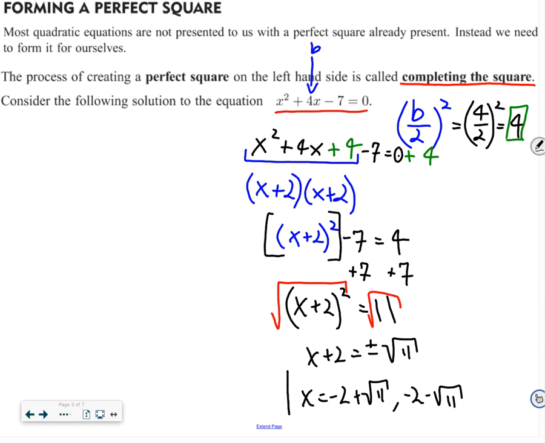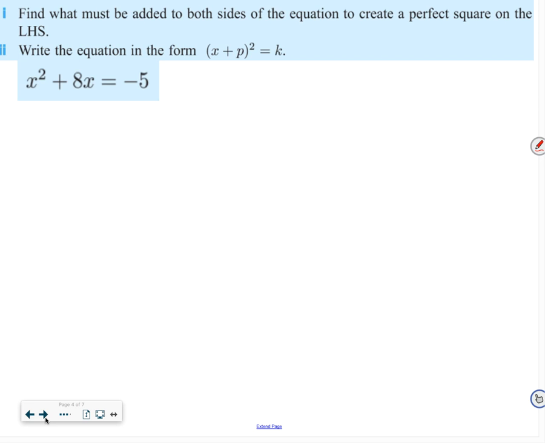The big thing to notice here is that we always need to take our b value and divide it by 2 and square it, and that's going to be our term. So this is something you're definitely going to want to have in your notes. Let's look at an example that you'll see in your problem sets.